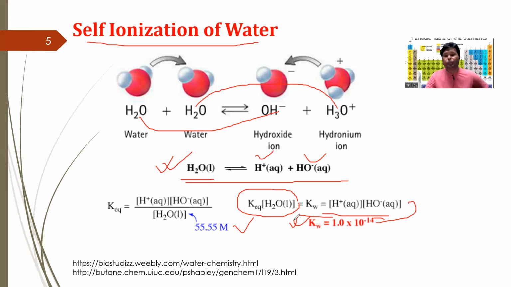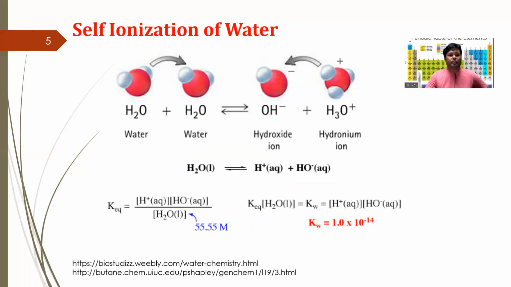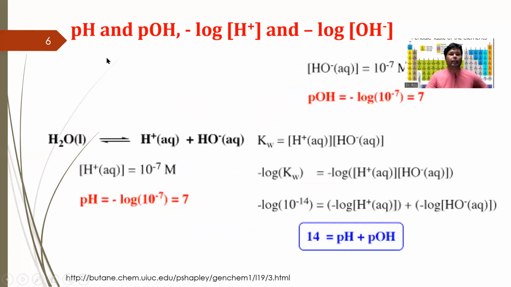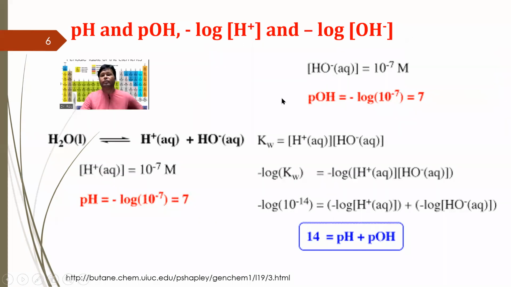Now we will use this value to calculate the pH and pOH of some compound or water. Previously we have seen that the water dissociation constant is 1.0 times 10 to the power minus 14. Before going there, we want to define pH and pOH. Do any of you have an idea what the definition of pH and pOH is?